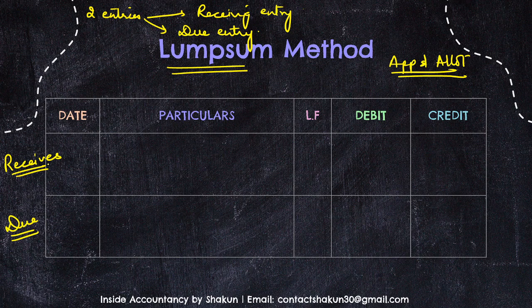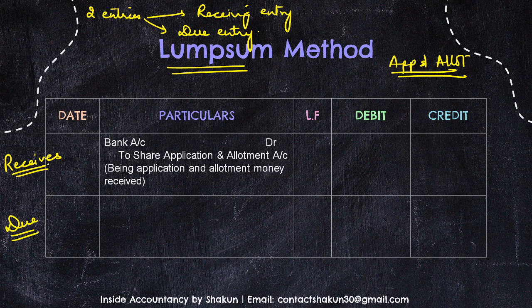So the first entry would be bank account DR. Why bank account DR? Because we are receiving a certain amount for the issue of shares. So bank account will be debited to share application and allotment. Why are we receiving money? Because that's the first stage that's happening, share application and allotment. This is known as the receiving entry, denoted by R. You don't have to denote it by R, I'm just writing it like that to help you understand. So first will be the receiving entry, and then we will pass the due entry.